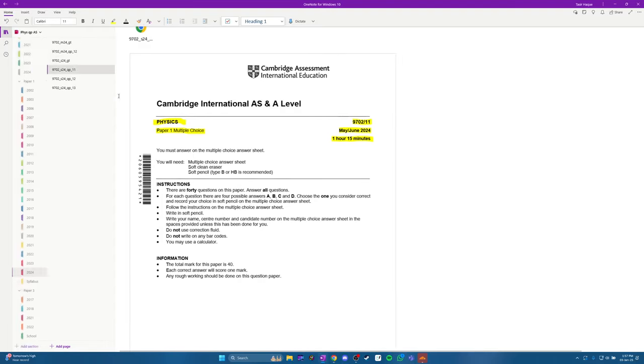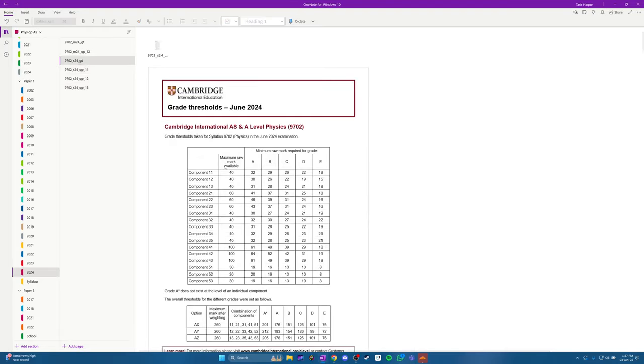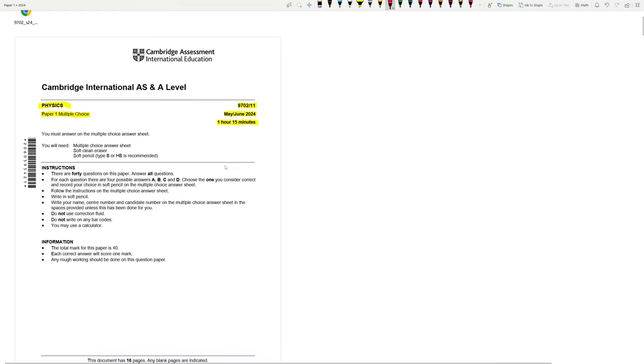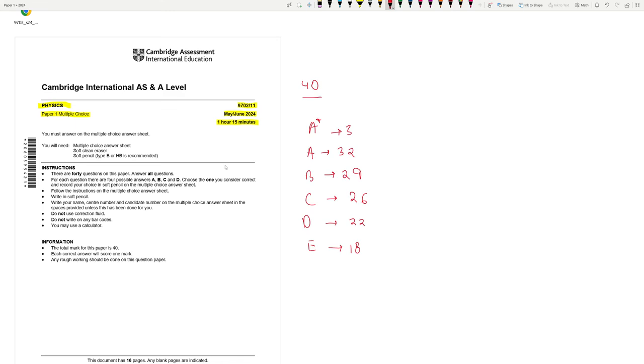So let's take a look at the threshold before we begin. This is component 1-1. It was a relatively easy paper since 32 was A. So let's write this down. Out of 40, as you can see, A was at 32, B was at 29, C was at 26, D was at 22, and E was at 18. So relatively easy paper. There's a gap of 3 marks, so A star should be around 35-ish.